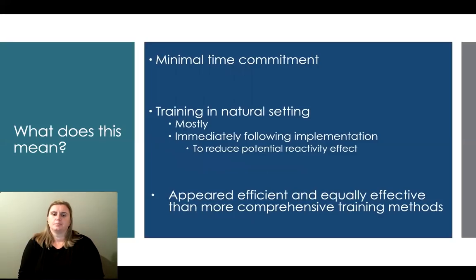So what does this mean? This means that there is a training intervention that is perhaps less comprehensive, less rigorous, but equally effective, and even suggested to be time efficient, because it requires a minimal time commitment, which can be implemented with ease in the context of a natural setting. It could be something actually implemented in the context of a classroom or in the context of the classroom routine.